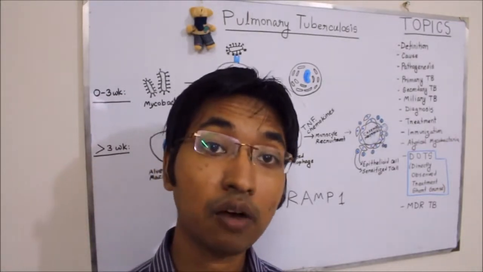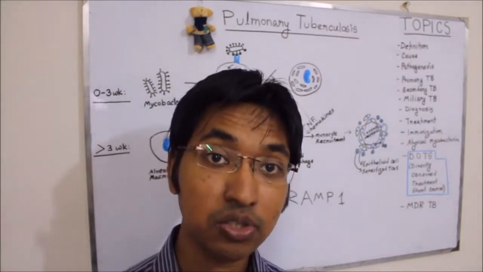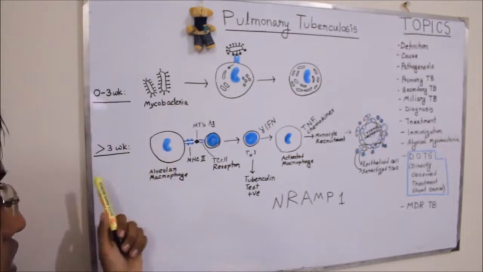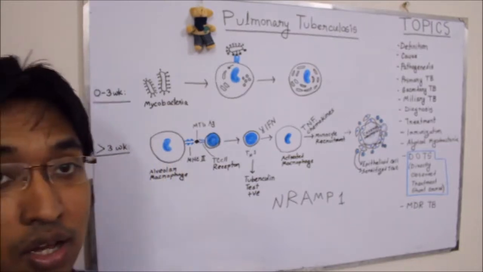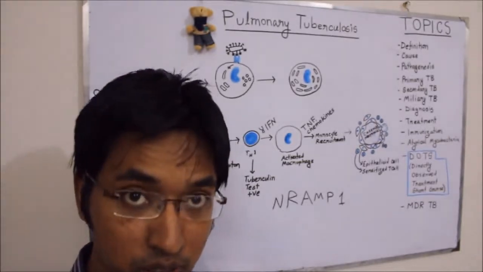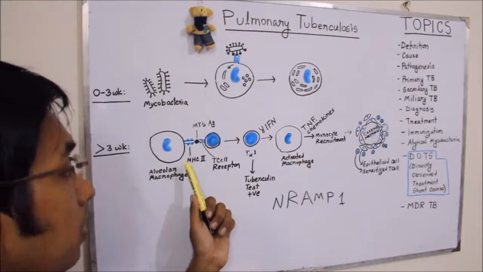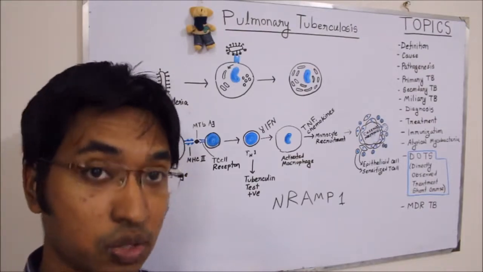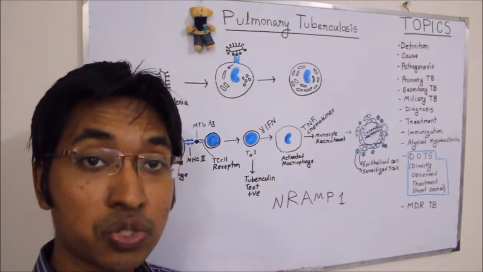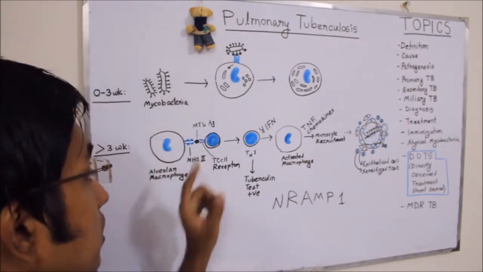Now what happens after 3 weeks? After 3 weeks, cell-mediated immunity begins. So as you can see, on the far left we can see alveolar macrophage, which was infected by the Mycobacterium tuberculosis, and now that macrophage is presenting via MHC class 2 molecule. It's presenting Mycobacterium tuberculosis antigen or mycobacterial antigen to T cell.